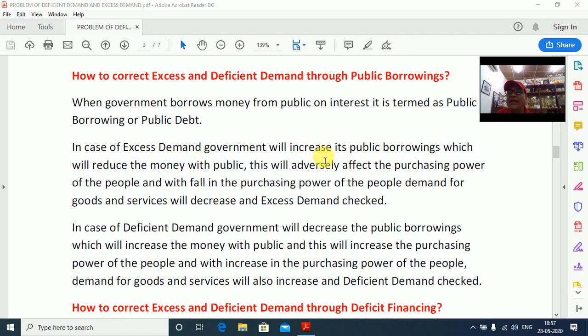If the government has borrowed money from you, is the money left in your pocket going to increase or decrease? It is going to decrease. If you have given your money to the government, the money availability with you or in the market is going to decrease. And if there is less money with the public, what will happen to their purchasing power? Their purchasing power is going to decrease. And immediately what will happen? The demand for goods and services will decrease. And the excess demand in the economy will be checked.